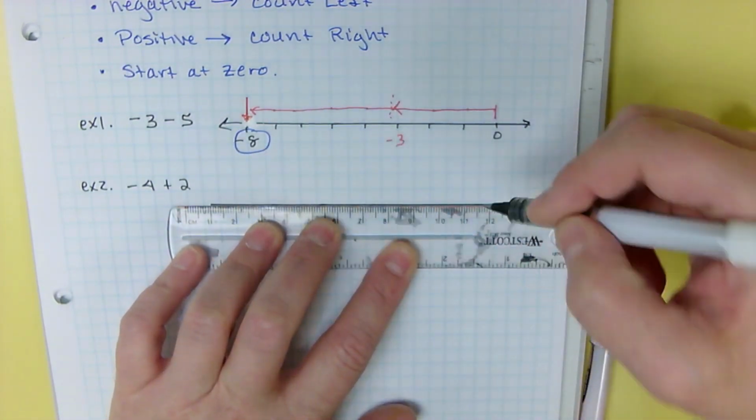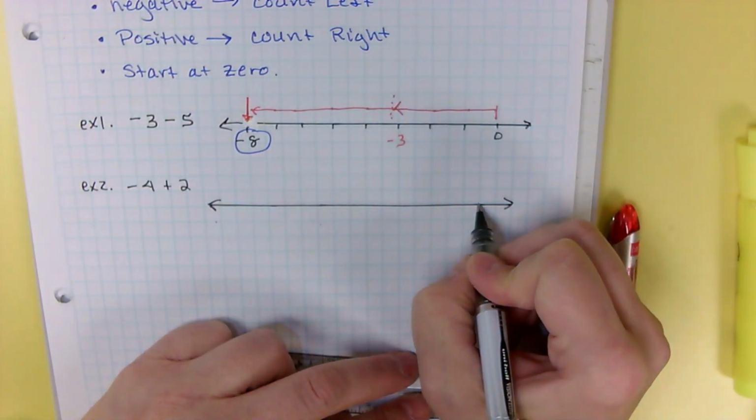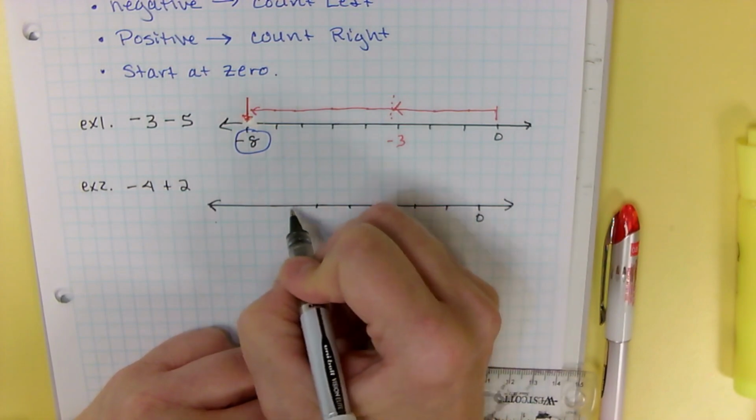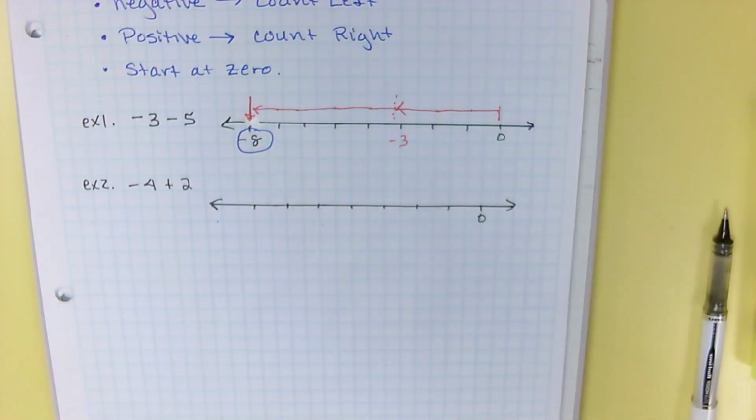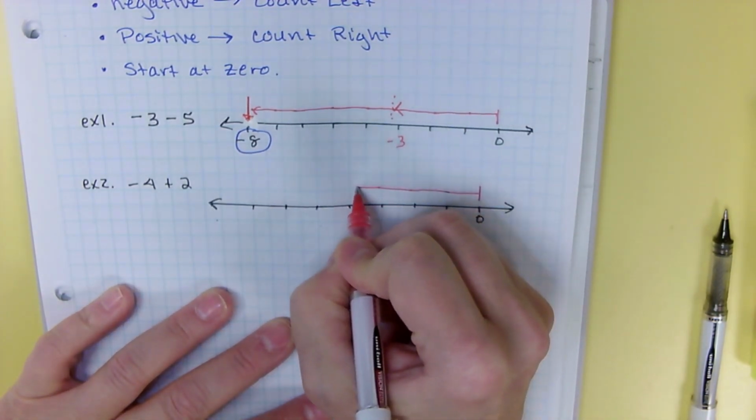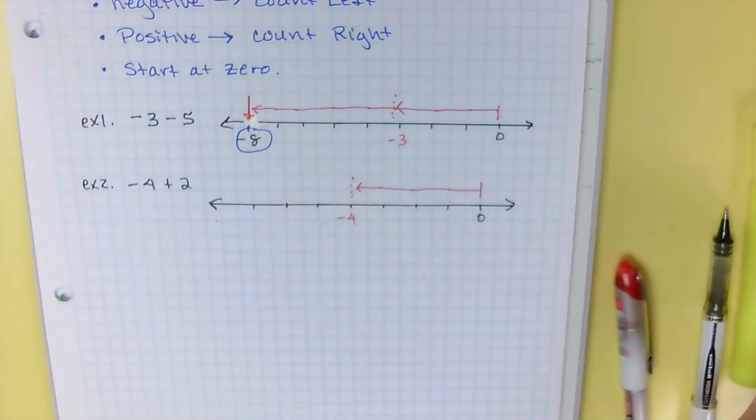So draw a number line. And you can go ahead and put the 0 at the right again. So starting at 0, our first number is a -4, so you go left 4. So starting at 0, we're going to count 4. 1, 2, 3, 4. That lands us at a -4.